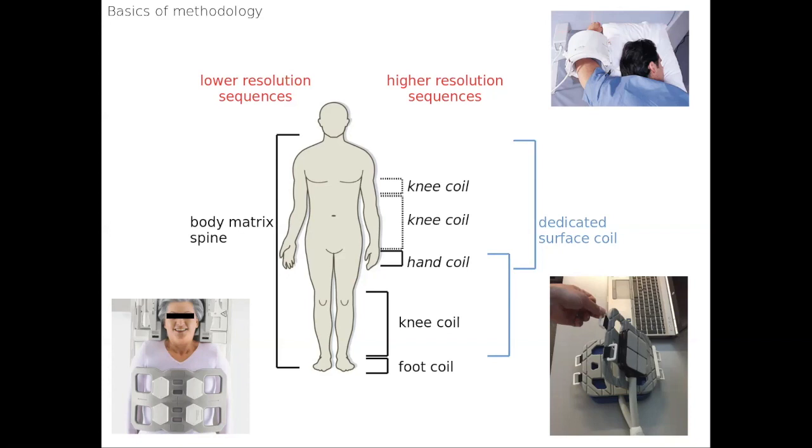There are now dedicated surface coils, as depicted on the lower right, that have quite a good sensitivity and really can also be used to acquire high resolution sequences, especially of the upper extremities and the plexus. But these are not always readily available in all departments.